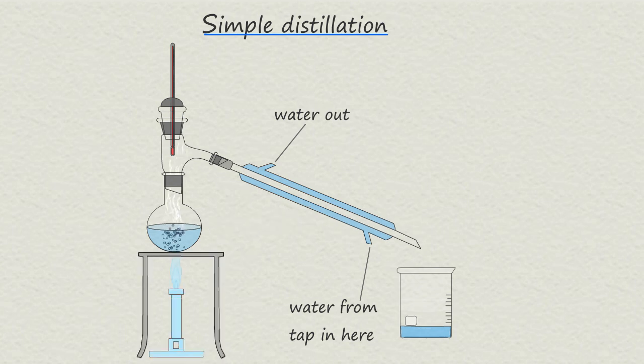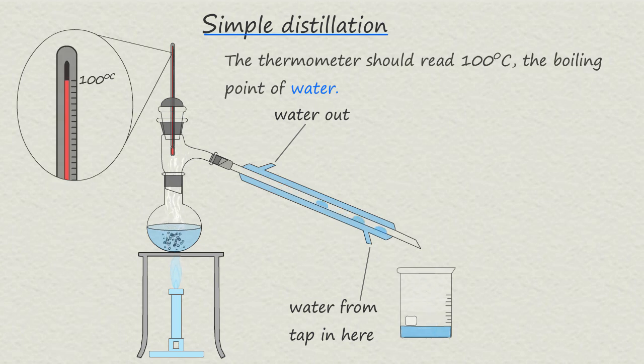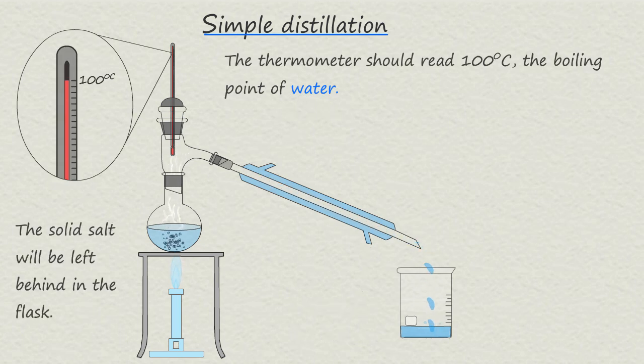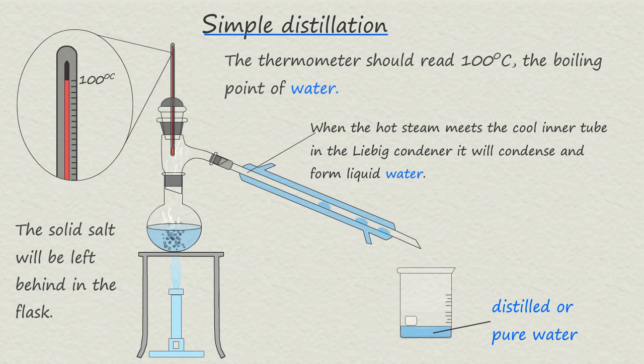To distill the salt solution, it is heated using a Bunsen burner or an electrical heater. The water in the solution will evaporate to form steam, and the thermometer in the still head should now read 100 degrees Celsius. The hot steam will continue to rise and enter the Liebig condenser, where it will cool down and condense to form liquid water, which can be collected in a beaker or a conical flask.